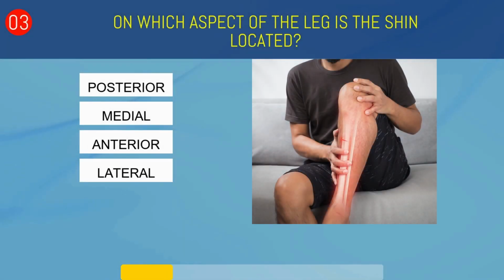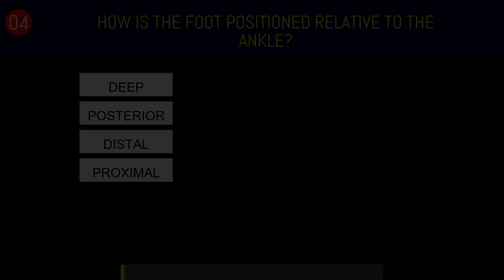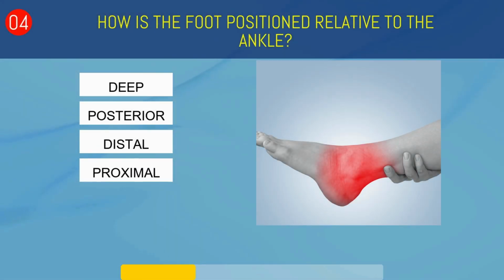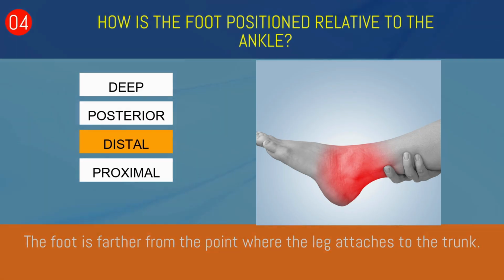On which aspect of the leg is the shin located? Posterior, medial, anterior, or lateral? Anterior. The shin is the prominent front edge of the tibia. How is the foot positioned relative to the ankle? Deep, posterior, distal, or proximal? Distal. The foot is farther from the point where the leg attaches to the trunk.